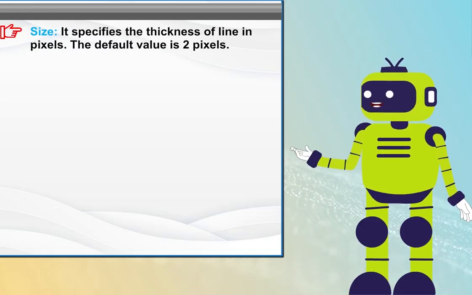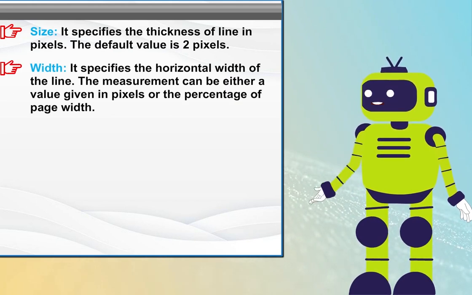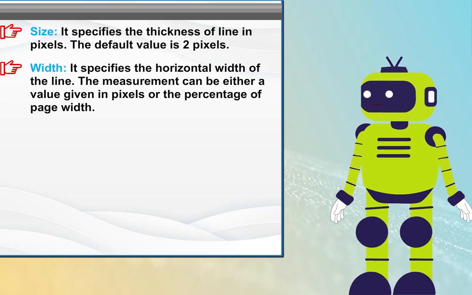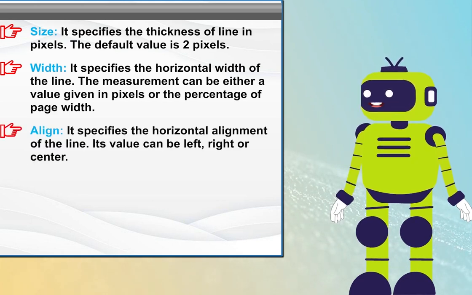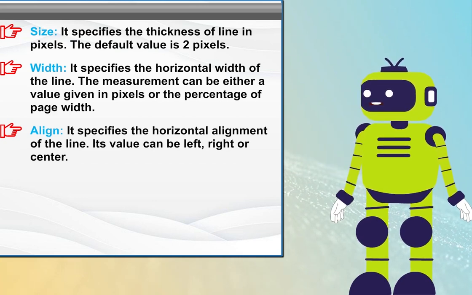Size. It specifies the thickness of line in pixels. The default value is 2 pixels. Width. It specifies the horizontal width of the line. The measurement can be either a value given in pixels or the percentage of page width. Align. It specifies the horizontal alignment of the line. Its value can be left, right, or center.